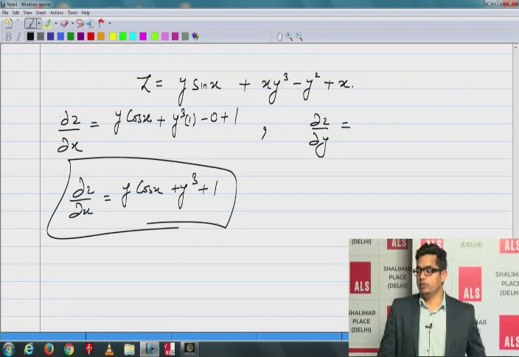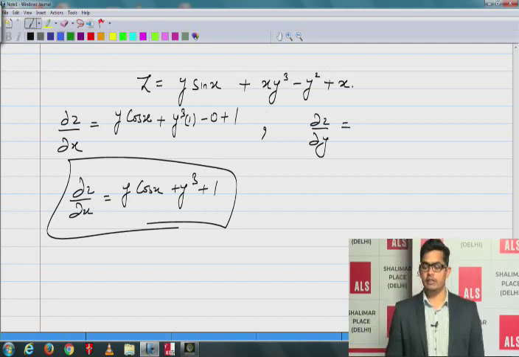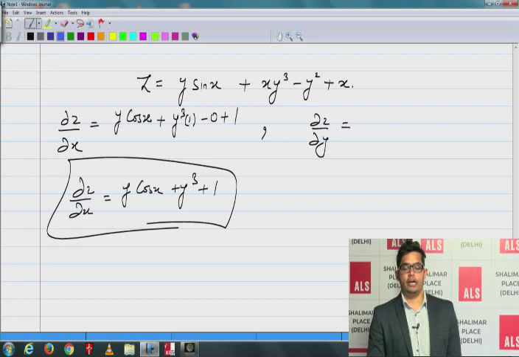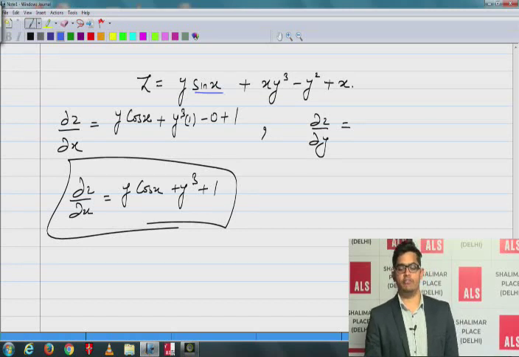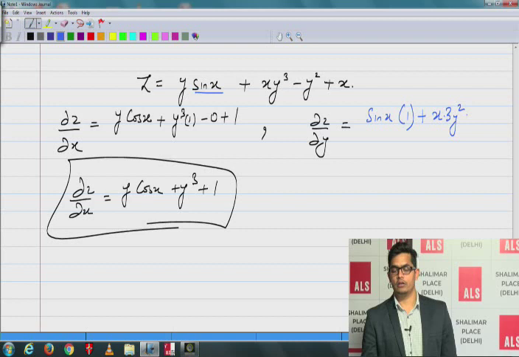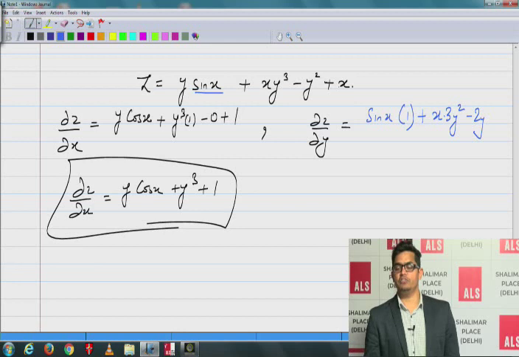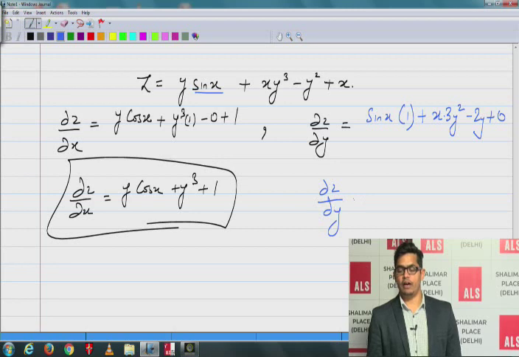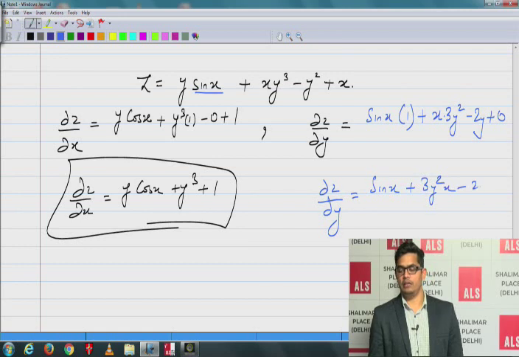Y square has to be constant, no? Alright. Now differentiate z with respect to y. In that case, sin x will be taken as constant, differentiation of y is 1. So sin x, then x is constant, differentiation of y cube is 3y square, minus differentiation of y square is minus 2y, and differentiation of x, which is constant, is 0. So del z by del y is equal to sin x plus 3y square x minus 2y.